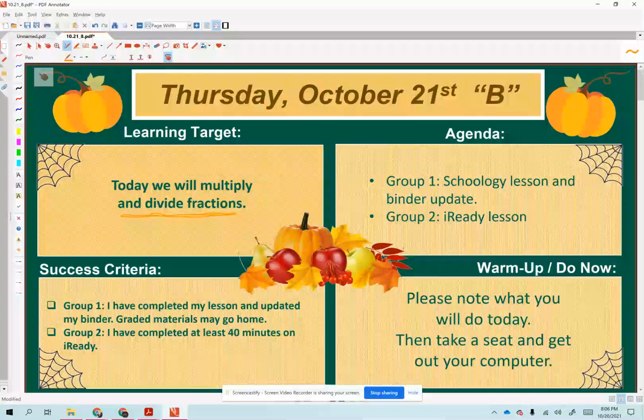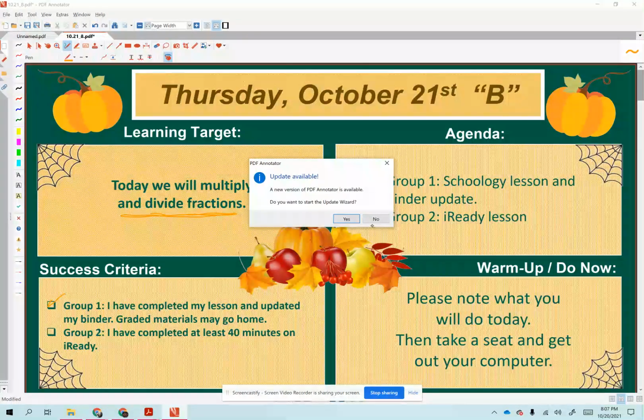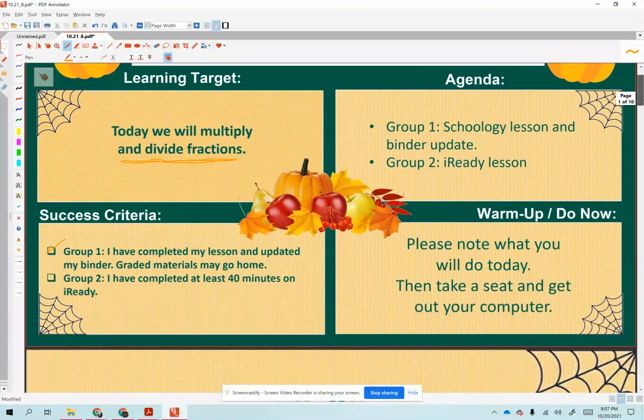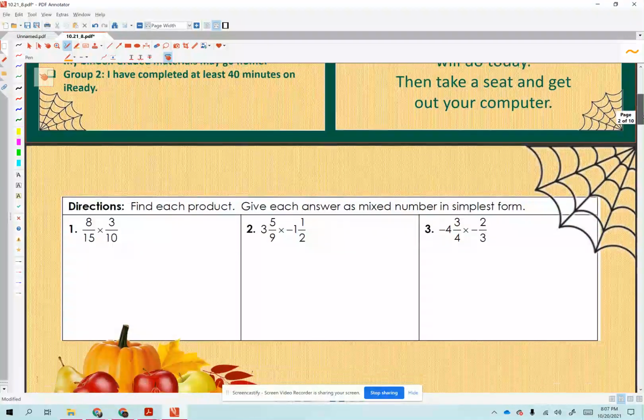Please make sure that when you complete your lesson, you update your binder, and any old materials can be taken home. So we don't want to update just now. So let's get started. We're going to start with multiplication and then we will do some division.